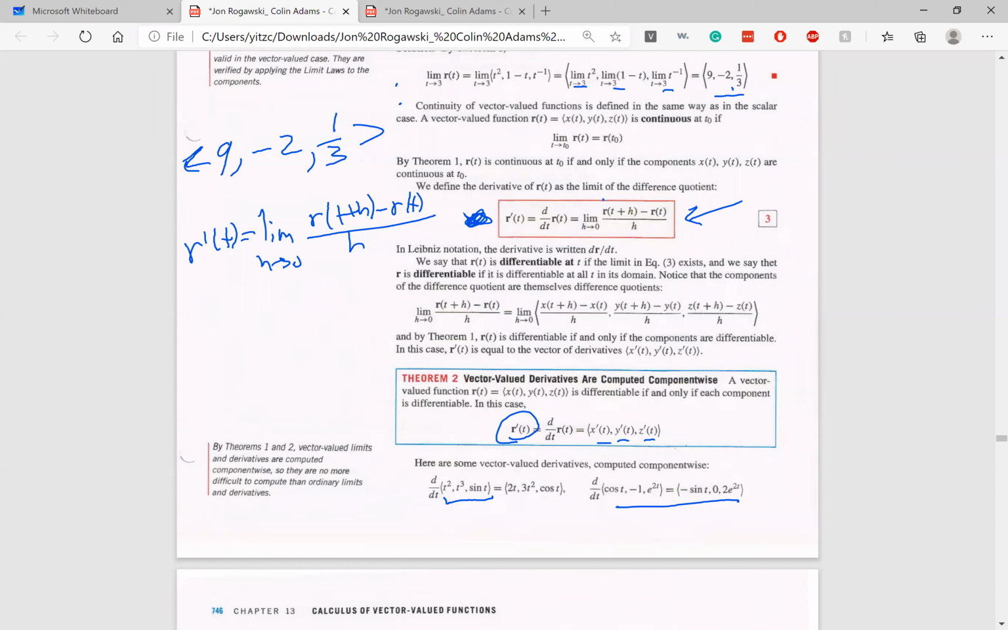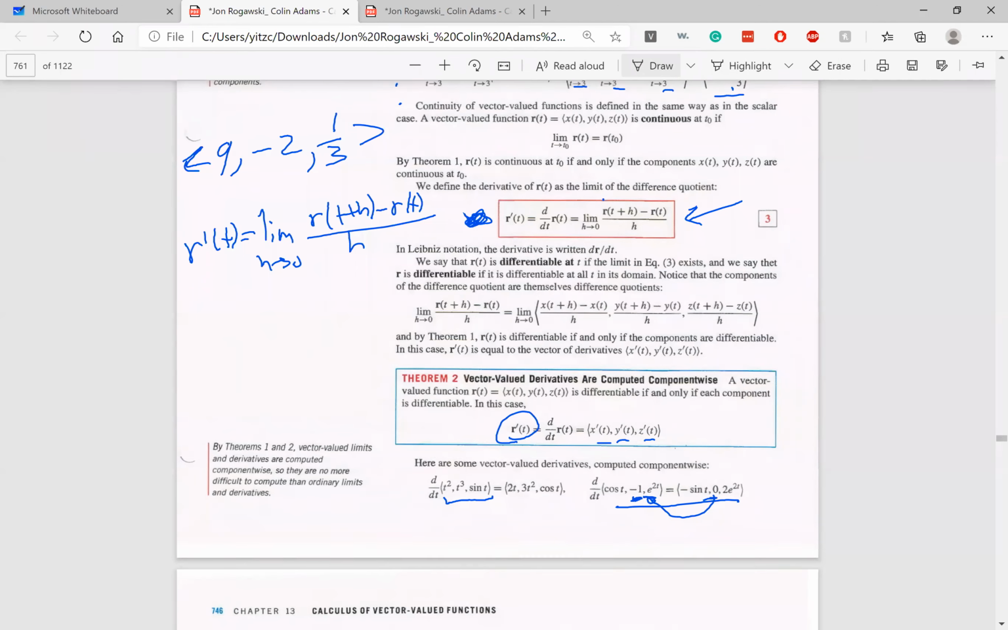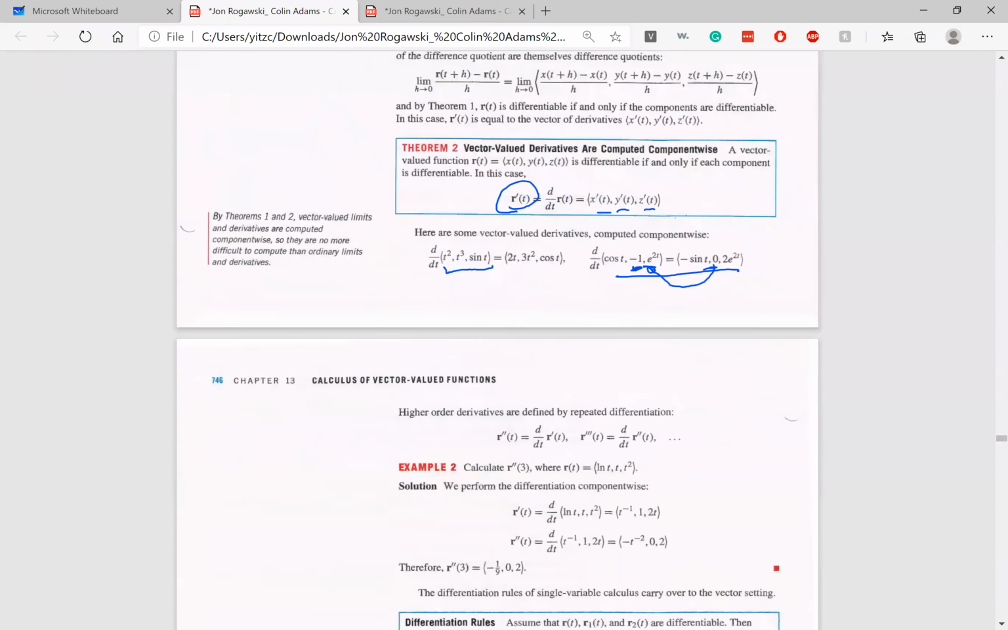And from this over here, the derivative of cosine is negative sine. The derivative of 1 is 0, and the derivative of e to the 2t is 2e to the 2t. So we're just doing each component individually.